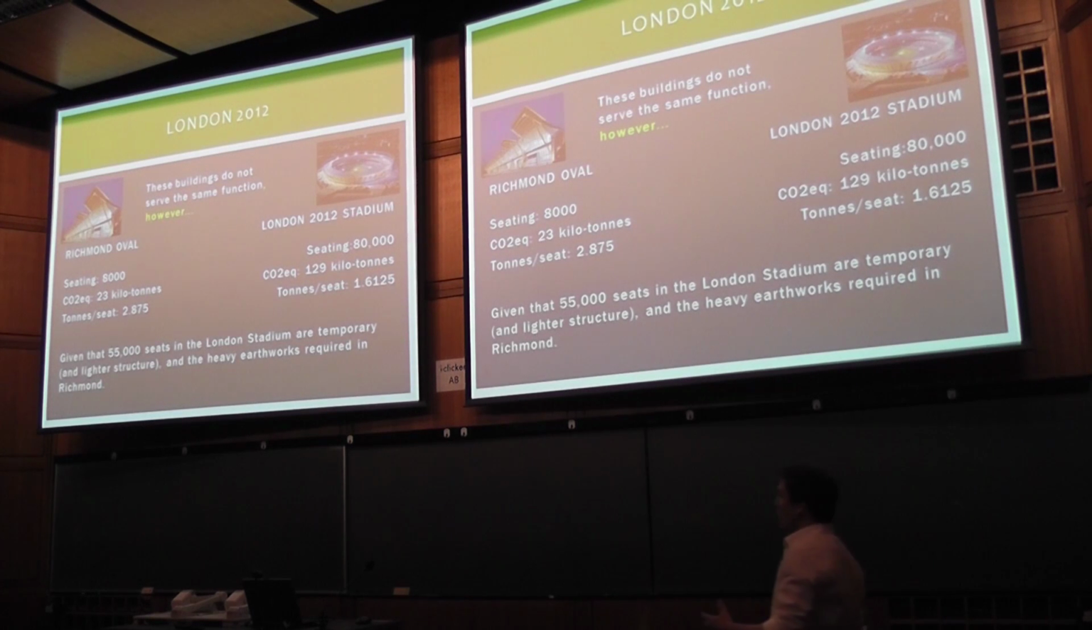But we can't really look at it like this because we have to look at it per functional unit. So if we take it per seat, we can actually see that the amount of CO2 equivalent which is produced is roughly half less for the London Stadium.